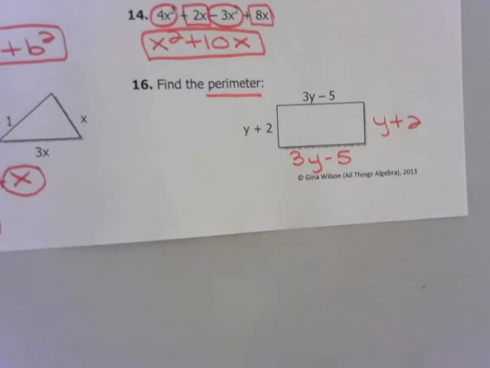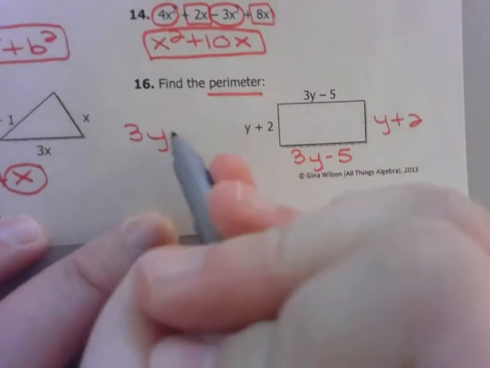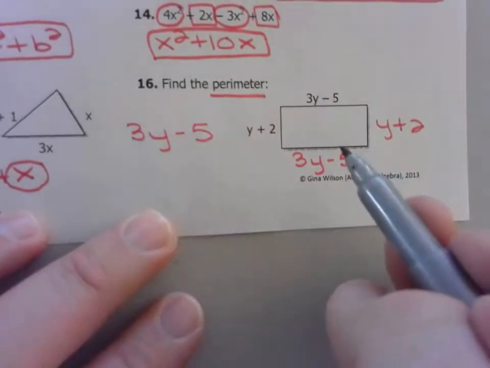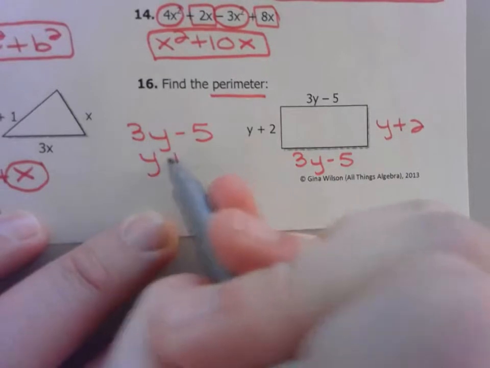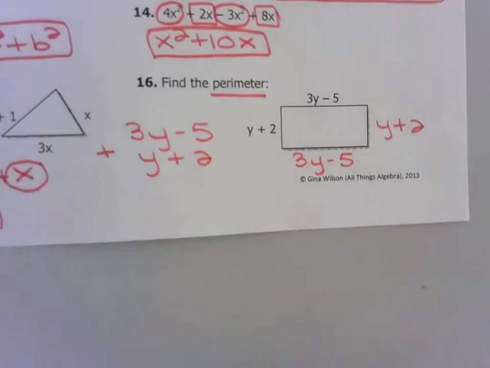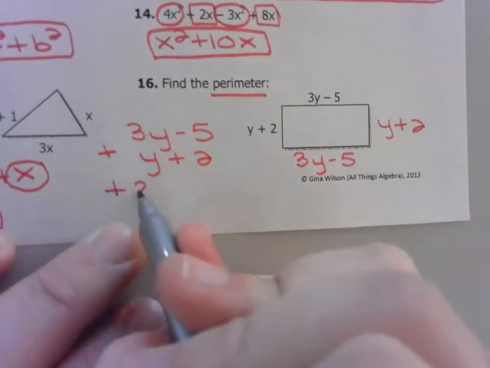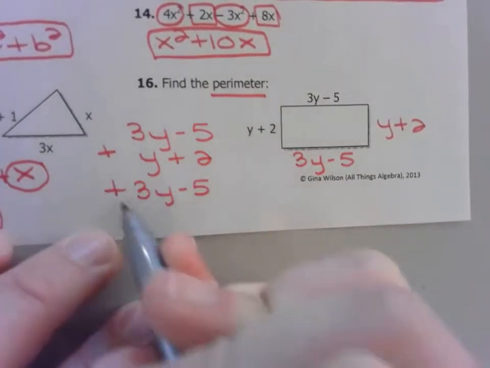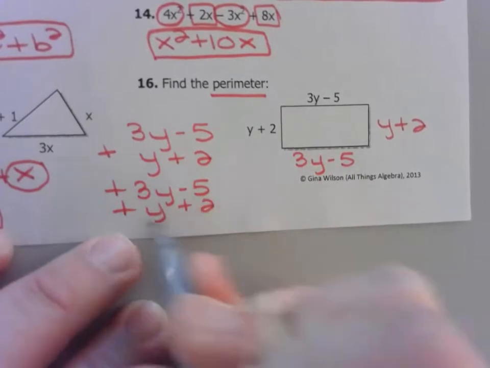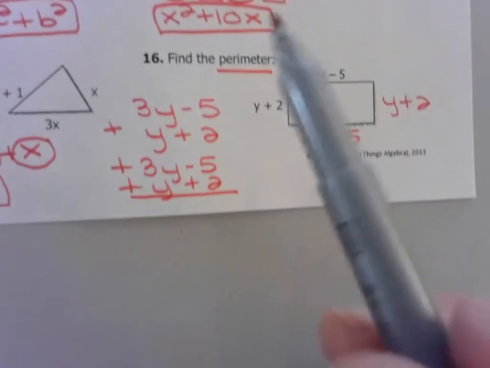Now let me show you a different way. You can add this vertically if you want to. It's the same thing, it's just a different way to write it. If you want to write it vertically and line up your like terms, 3y minus 5, we can put y plus 2 right underneath this. If you have a long list like this, sometimes it's easier to line up the like terms. 3y minus 5 plus y plus 2 plus 3y minus 5 plus y plus 2. Doesn't matter. You could also just write out the long list. And then go through. Don't make this harder than it is.